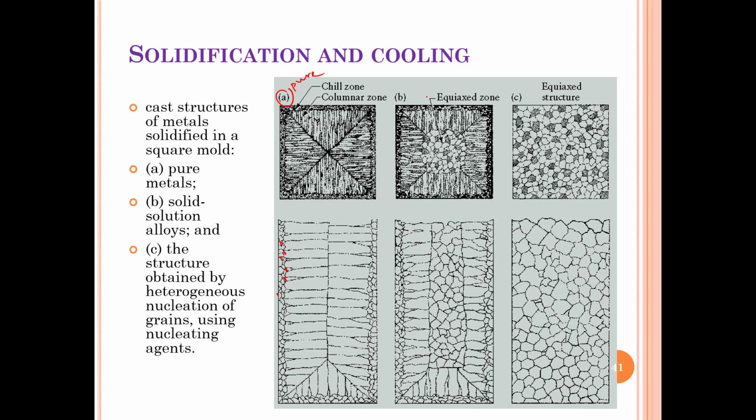Then the second one is the solid solution alloys. Here also we have the equiaxed zone. And the third one is the structure obtained from heterogeneous nucleation of the grains using a nucleating agent. Here we can easily see the equiaxed structure, full of equiaxed structure. Here only at the center we are getting this equiaxed zone structure.